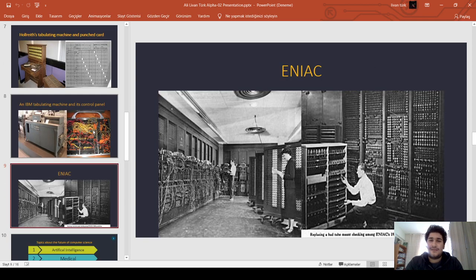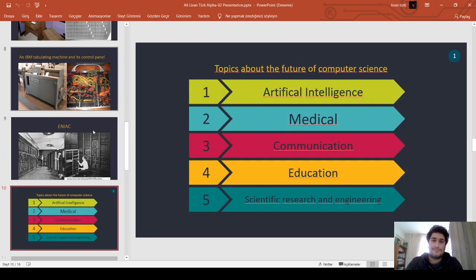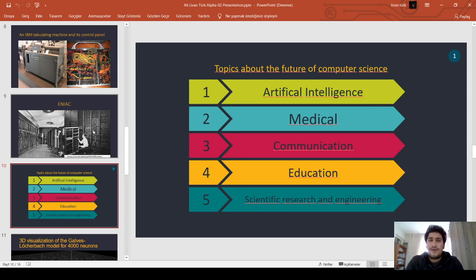And here's ENIAC, the father of the computer, nearly as large as a room, or maybe two rooms. Pretty big compared to today's computers. Well, now we can finally talk about topics about the future of computer science. I know it takes a lot of time to come here, but I think it was important to talk about computer science and its milestones.